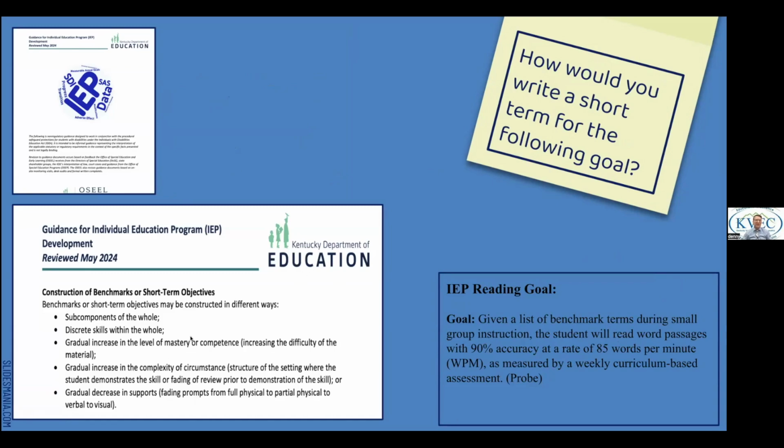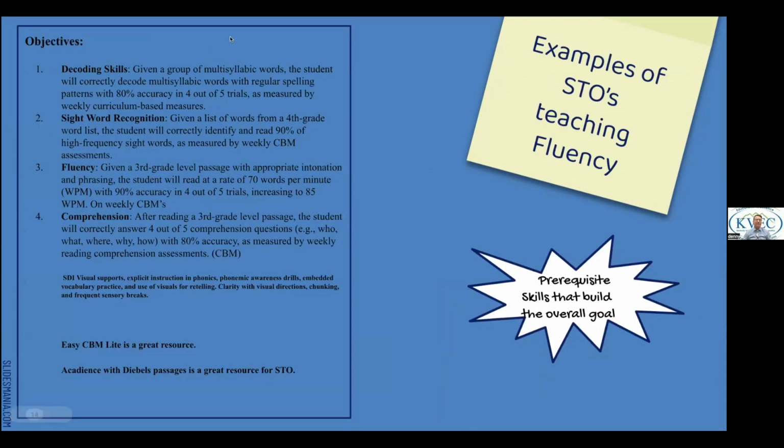And so when we look at that, here's what I'm going to suggest. If you're looking at decoding skills, given a group of multisyllabic words, the students will correctly decode multisyllabic words with a regular spelling pattern with 80% accuracy in 4 out of 5 trials as measured by weekly curriculum-based measures. And then if you might be looking at, does that decoding piece help increase fluency and comprehension? Yes, but we're working on comprehension right now, okay?